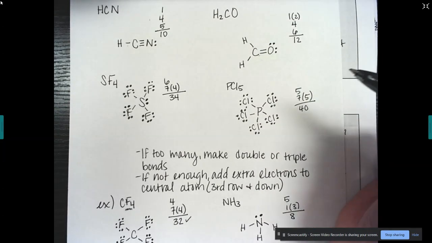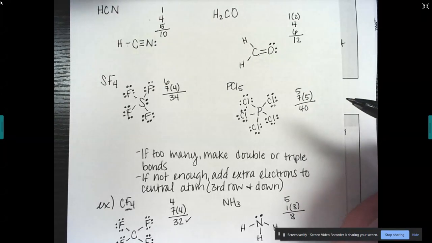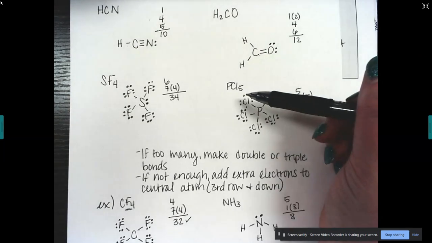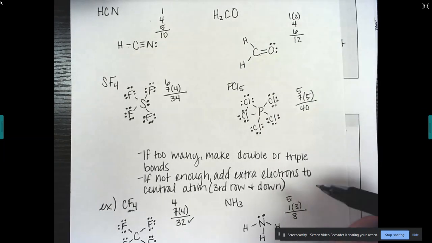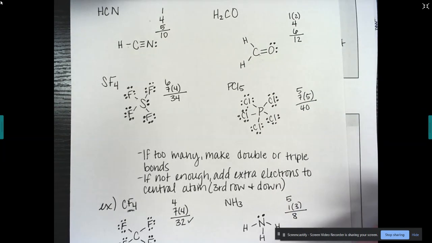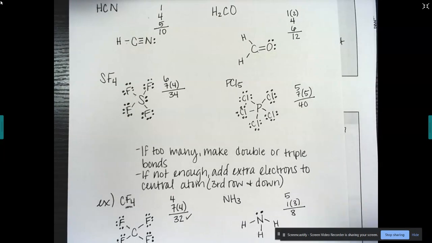All right, so if you do give each chlorine 6 more dots and then count, you'll find that it equals 40. Okay, so you can have more than 8 if it's third row or lower. You can have less than 8 if it's like hydrogen and helium or a couple others that I'll tell you about later. But that's kind of where we're at.